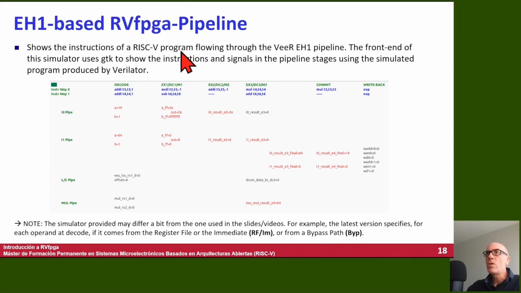Lastly, we can also simulate or visualize program execution through the EH1 pipeline. The RWFpga pipeline simulator, as seen in the figure, shows stages from decode to write-back, excluding the first three. We can view instructions at each stage in the different paths, noting some empty paths, which would contain bubbles due to dependencies or other reasons, and we can also see the core's main signals.